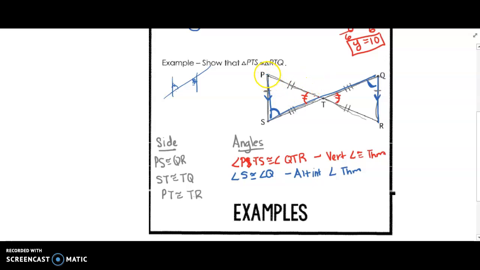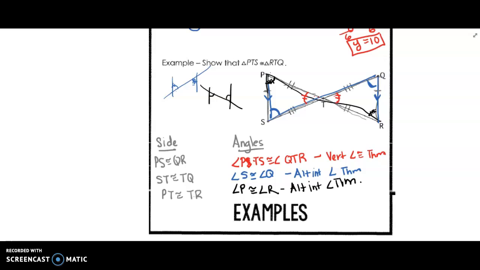Okay, well, now I just need to show P and R, but if you look at them, we have the parallel lines, and then we have the transversal that goes here. Is this alternate interior angles as well? Well, guys, it's the same thing here, alternate interior angles. So I can say that angle P is congruent to angle R by the alternate interior angle theorem again. And that's it for that foldable.